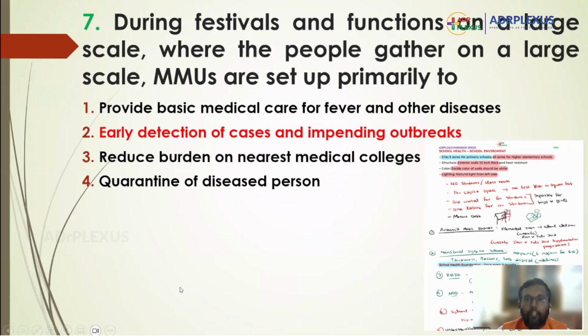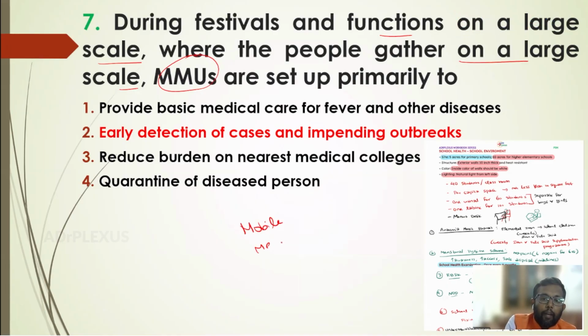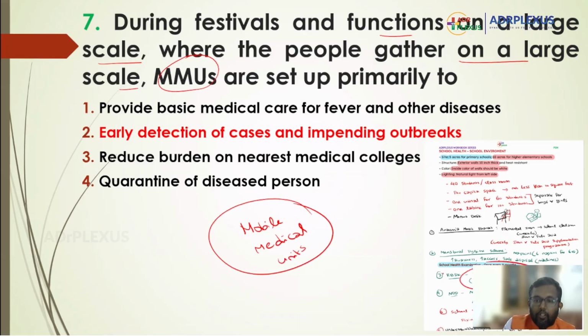Coming to the next question. During festivals and functions on a large scale, like they were mentioning Mahakumbh Mela, where people gather on a large scale, mobile medical units were set up. So what is the role of mobile medical units? We saw about mobile health units, mobile medical units, rapid response units during our classes. Their main responsibility is to detect cases early, and in case of any outbreak, to give the warning sign. That is their main aim.